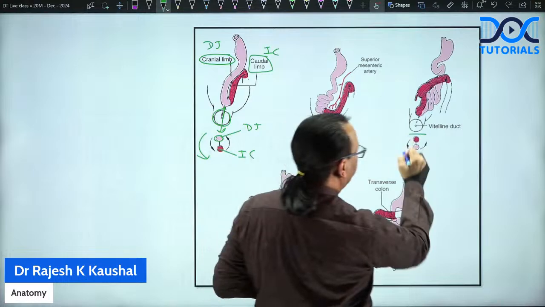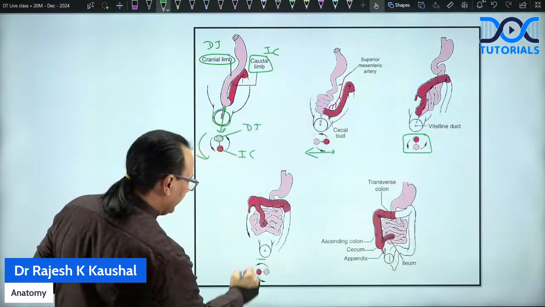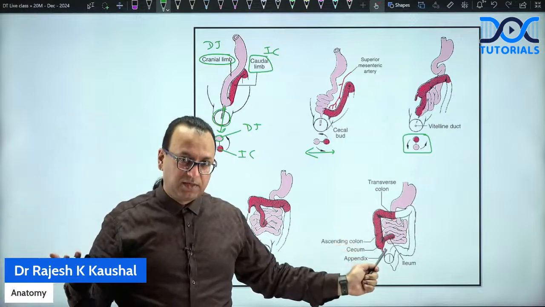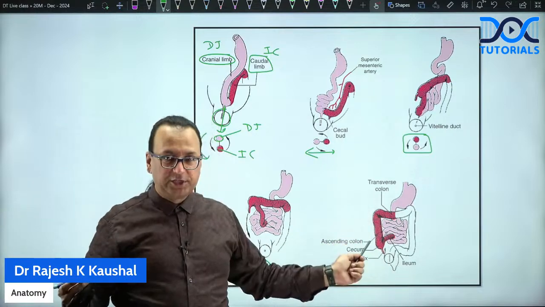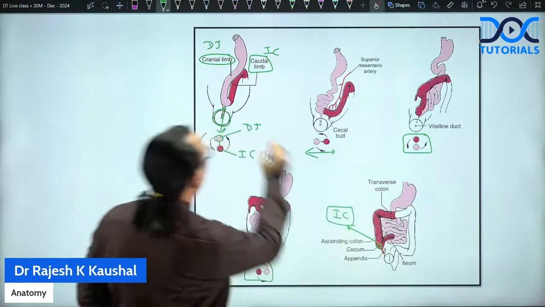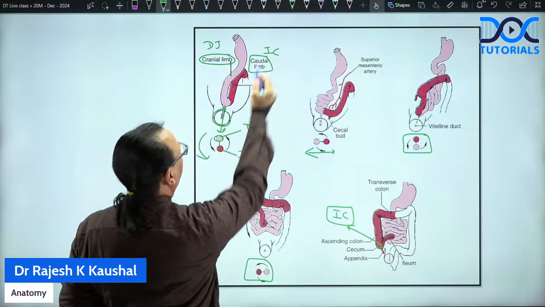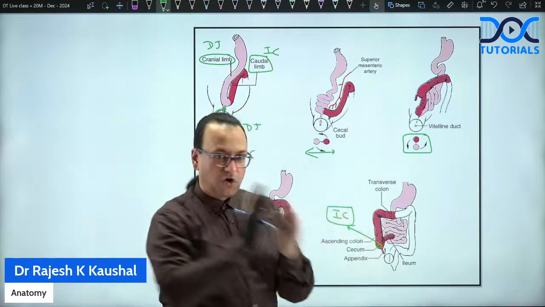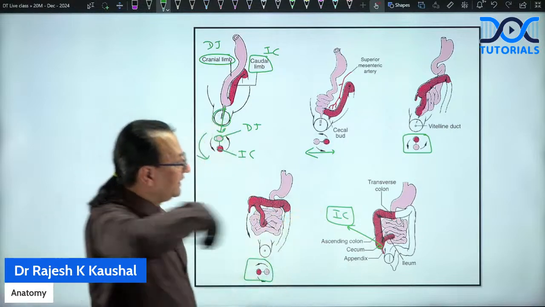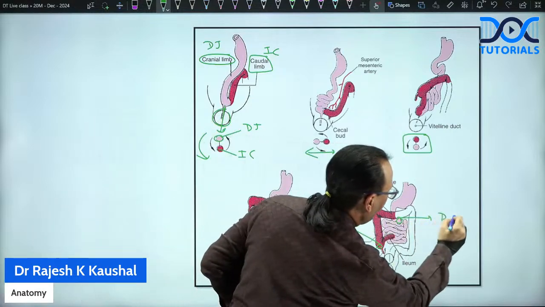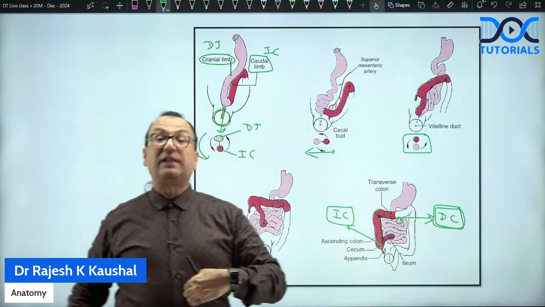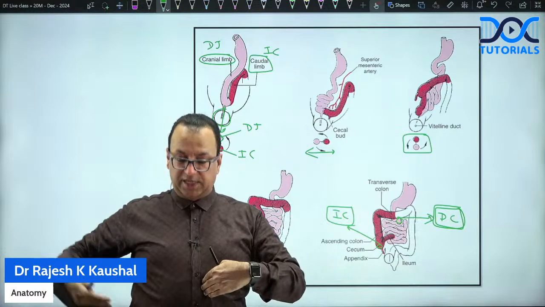As it goes back, see, the ultimate purpose is the normal arrangement of gut in the body. So what is the normal arrangement? Normally, the ileocecal junction is not superior, is not inferior. This is ileocecal junction, it is not inferior. It is on the right iliac fossa. And where is the DJ? DJ is somewhere near the midline, the duodenal junction, slightly to the left side, will be here. So DJ is here, IC is here.